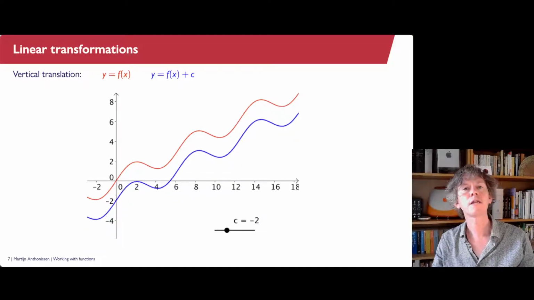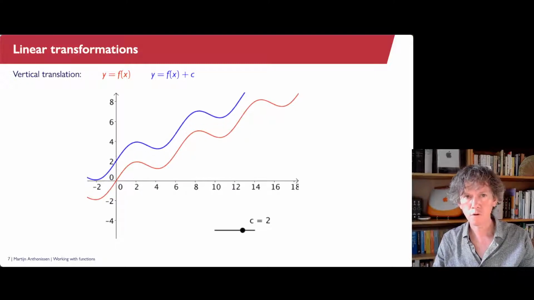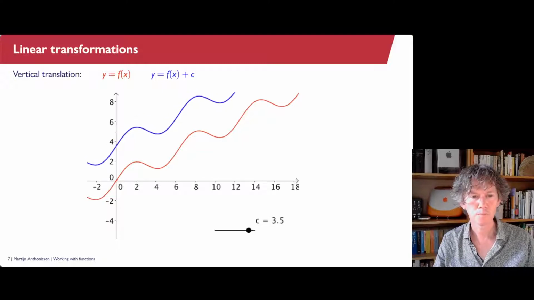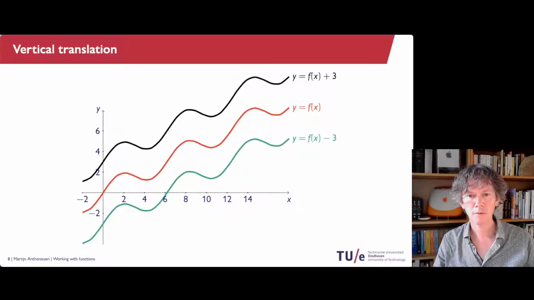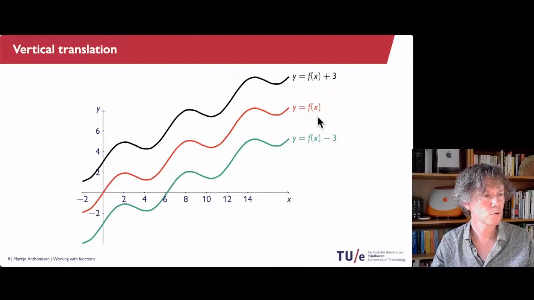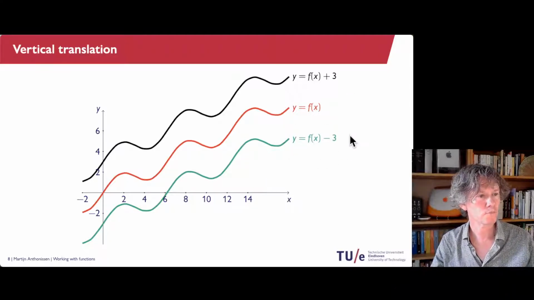This animation is also in the PDF. If you use Acrobat Viewer to view the PDF, then you should see the animation too. Here is a static image, because then you don't have to see the animation anymore. So here's the original graph. And I have plotted plus 3, and then the graph goes up. And I've plotted y is f of x minus 3, and you see that the graph goes down there.